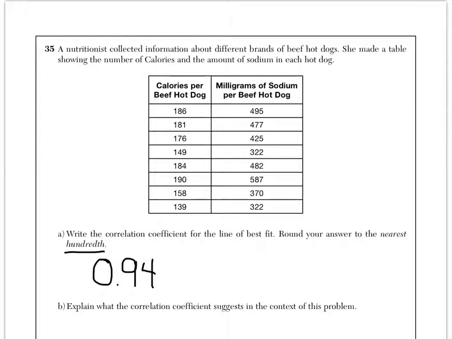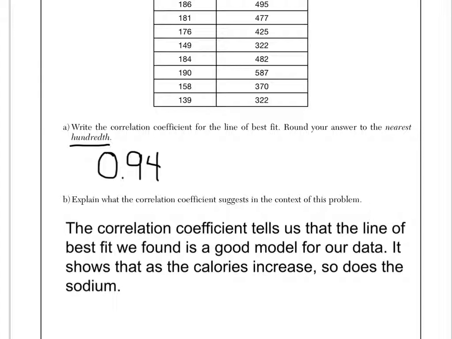So what it says is that this line is a good model because it shows the relationship that we have found in this model that we created between the calories and the sodium in a beef hot dog, a relationship that can basically be predicted over time. So let's write that up in a couple of sentences to keep it nice, short, and sweet.